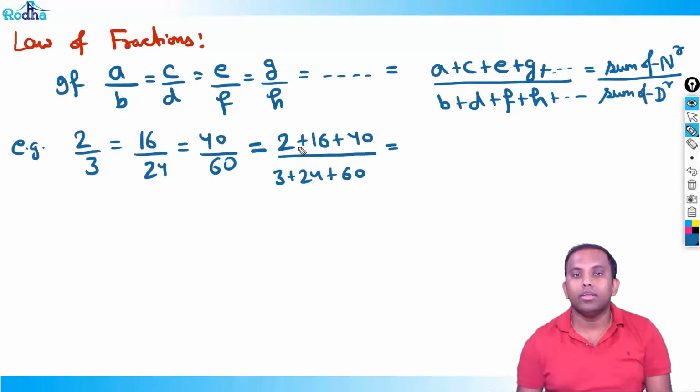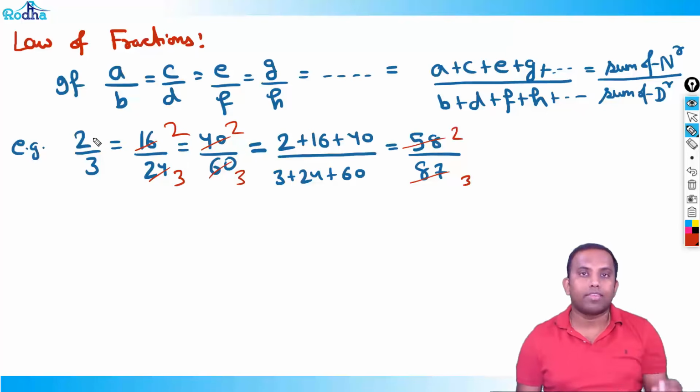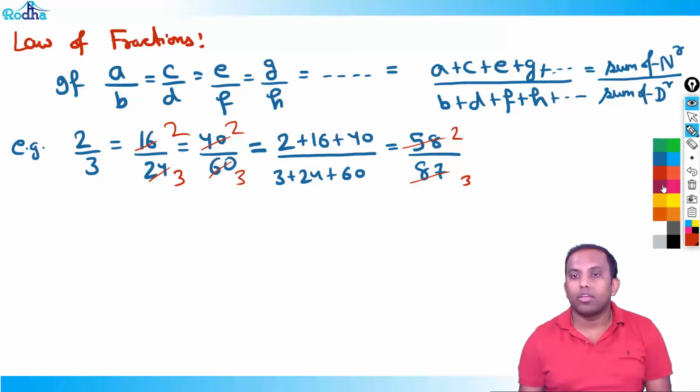You can see it here. 18 plus 40, 58 upon 87. You can again cancel to get 2 by 3, right? So this is also 2 by 3. So all are 2 by 3. That means if fractions are equal, their sum of numerators upon sum of denominators is equal to them, right? All are equal, right? So we can do a question here. See, easy one.